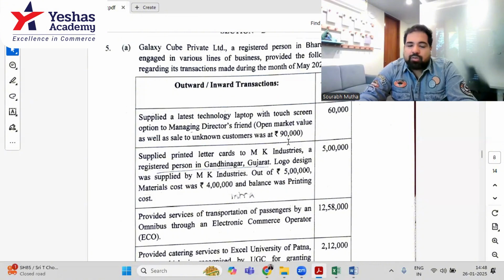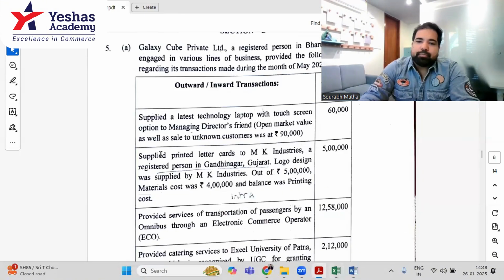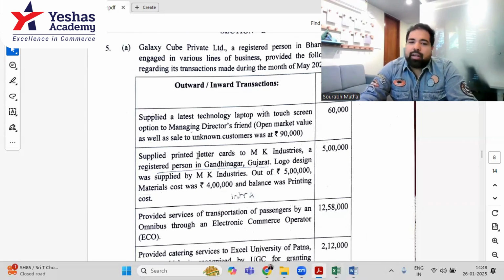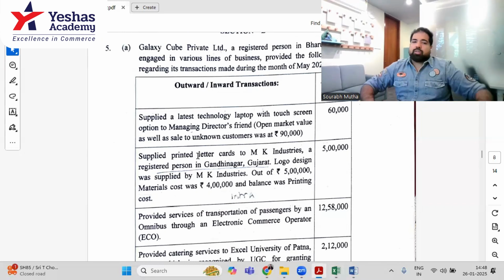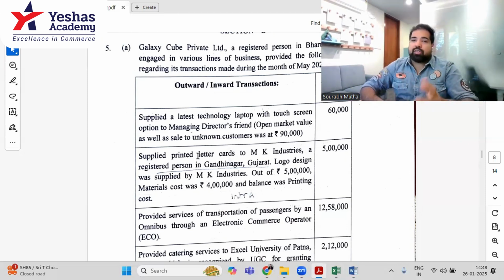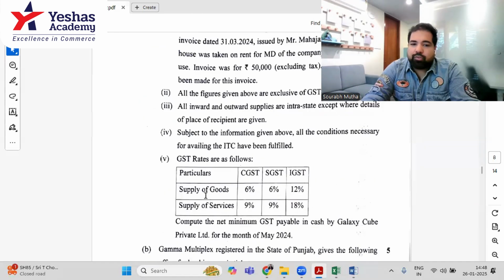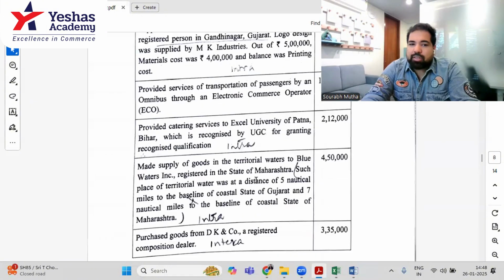Assuming it is intrastate, so 6% is 3,600, 3,600. Next, supplied printed letter cards to MK Industries, a registered person in Gandhinagar. Logo design was supplied by the company. So all you have given is a service of printing. So this 5 lakh rupees, it doesn't matter what the cost is. On 5 lakh, there will be GST at the rate of 9% because this is services.